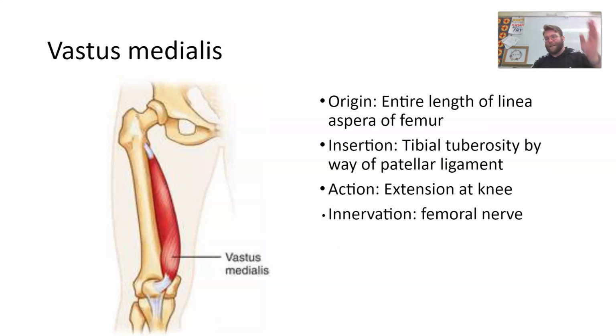So we saw the vastus lateralis. The vastus medialis runs the entire length of your femur. Okay? It originates on the linea aspera, runs that entire length, and inserts on the tibial tuberosity. It helps with extension at the knee because it's pulling on the ligaments around your patella. By pulling on this ligament at your patella, which goes to your tibial tuberosity, it pulls up your leg.